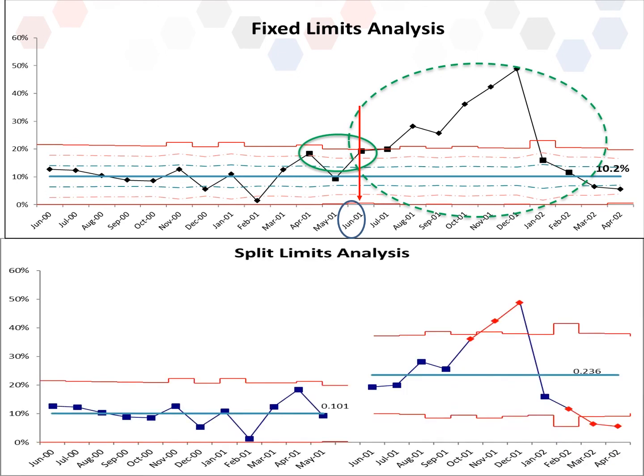Using QI Macro software, a split limits analysis was conducted with the split made between the end of the baseline period in May of 2001 and the beginning of the exposure period in June. Note that the process to the left, the baseline, has a familiar mean of approximately 10% that we saw previously in the fixed limits analysis. On the right, however, we have a much different story. Note that the new mean, shown by the blue center line with the value circled in blue on the right, is 23.6%, more than twice that of the baseline rate of 10%.